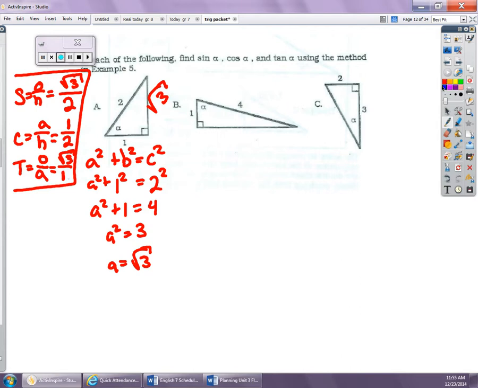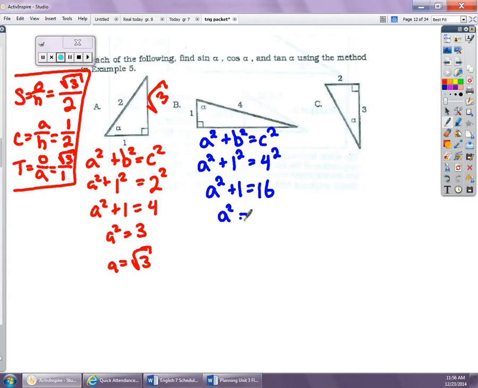So once again, we look at the second example, B. Once again, we have to use the Pythagorean theorem. So it's a squared plus b squared equals c squared. We plug our values in. So it's a squared plus 1 squared equals 4 squared. A squared plus 1 equals 16. 1 squared is 1, 4 squared is 16. So a squared, subtract 1 from both sides, is 15. So a equals the square root of 15. So that's how we get that side there.